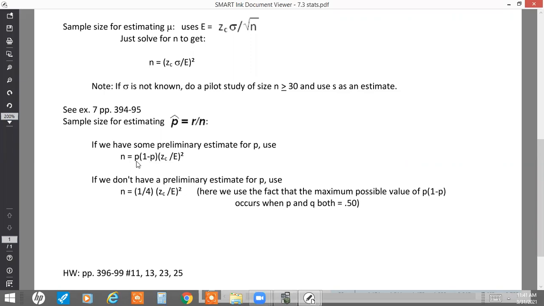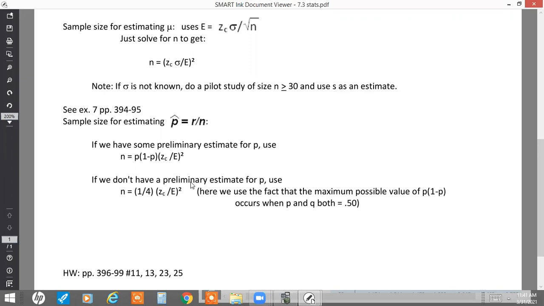If you have some preliminary estimate for P, you're going to use sample size equals P, probability of success, times Q, probability of failure, times in parentheses squared, your Z sub C value divided by the error. Like in the first section, 7.1, where we saw, given certain information, what sample size do you want for a certain amount of error? That's if you have a preliminary estimate for P.